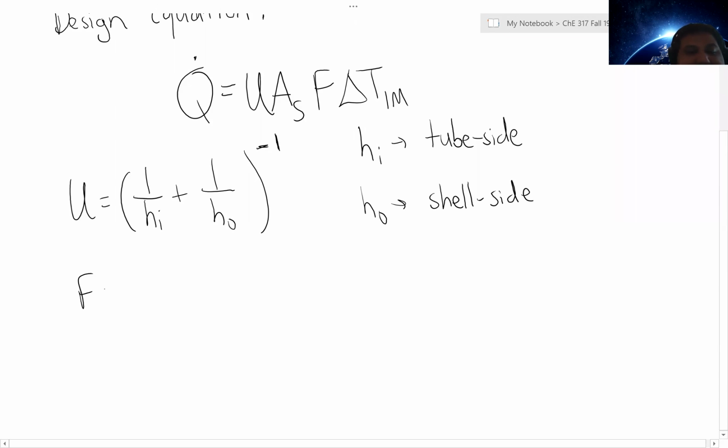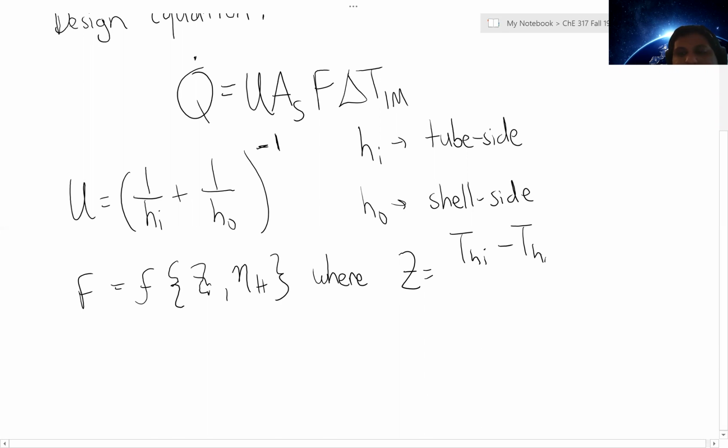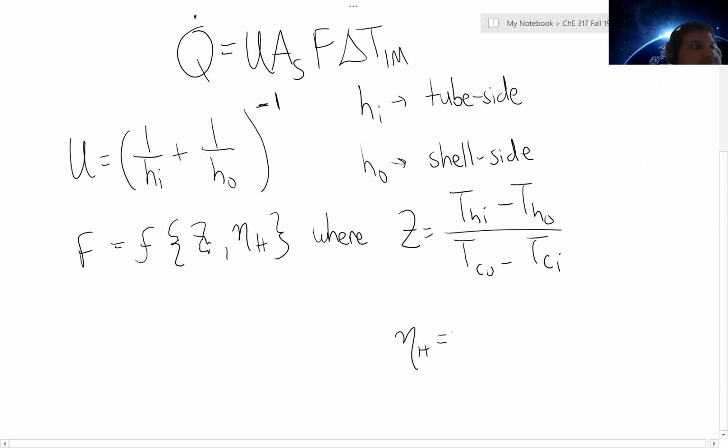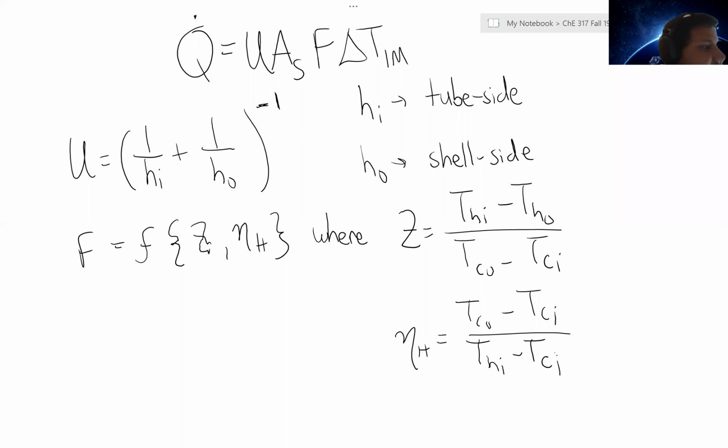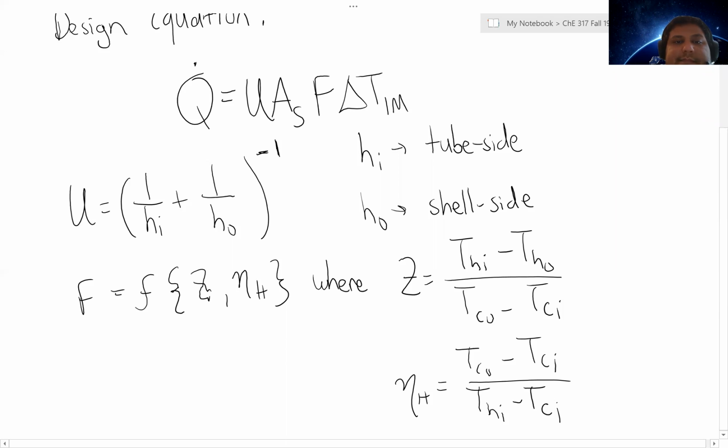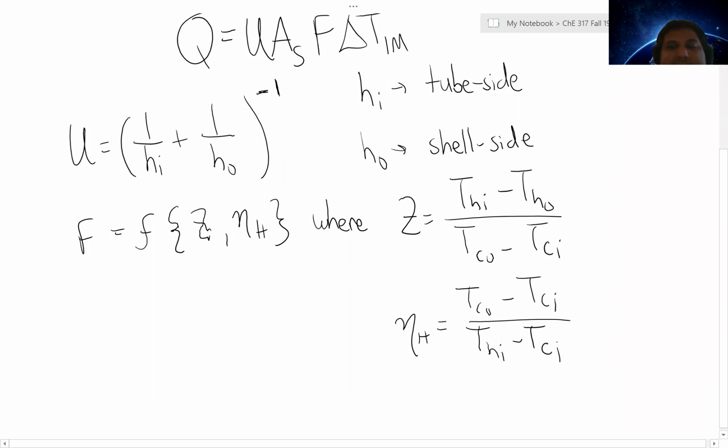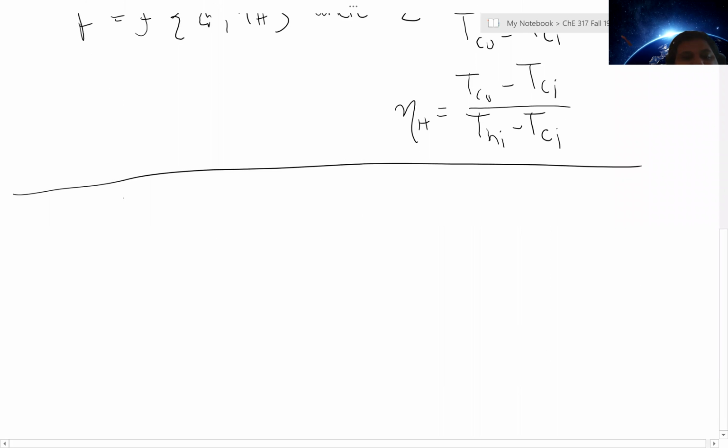And F, we had already discussed, is a function of two values, a Z value and an eta value, where Z looks at the relative driving force between the hot side and the cold side, and eta looks at the relative values between the cold side and the hot side. Typically you can use the big F expression, or you can rely on some correction charts. So that was what we spent a majority of time on Wednesday. Today we're going to talk a little bit more about shell and tube heat exchangers, and particularly calculating heat transfer coefficients.